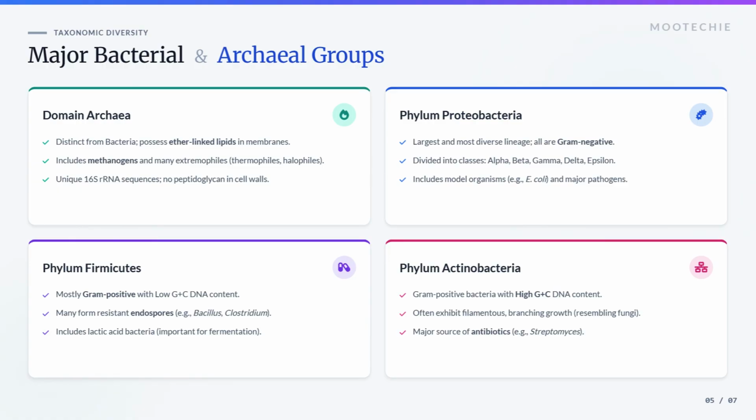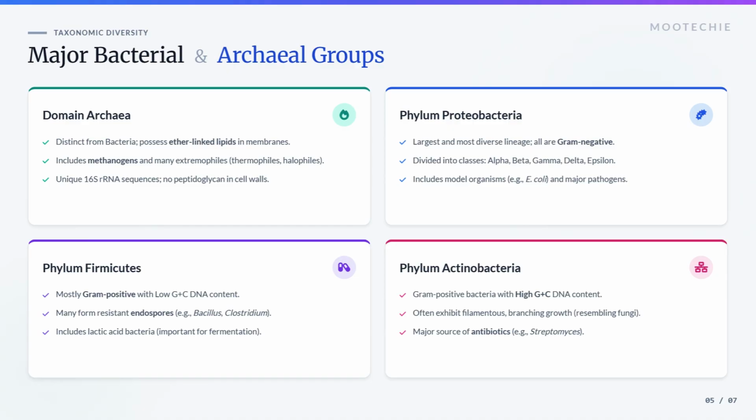First, the domain Archaea. These are distinct from bacteria, one key difference being they possess ether-linked lipids in their membrane systems instead of ester-linked lipids found in bacteria. They include fascinating organisms like methanogens and many extremophiles such as thermophiles that love heat and halophiles that thrive in salt. They also have unique 16S rRNA sequences and lack peptidoglycan in their cell walls.